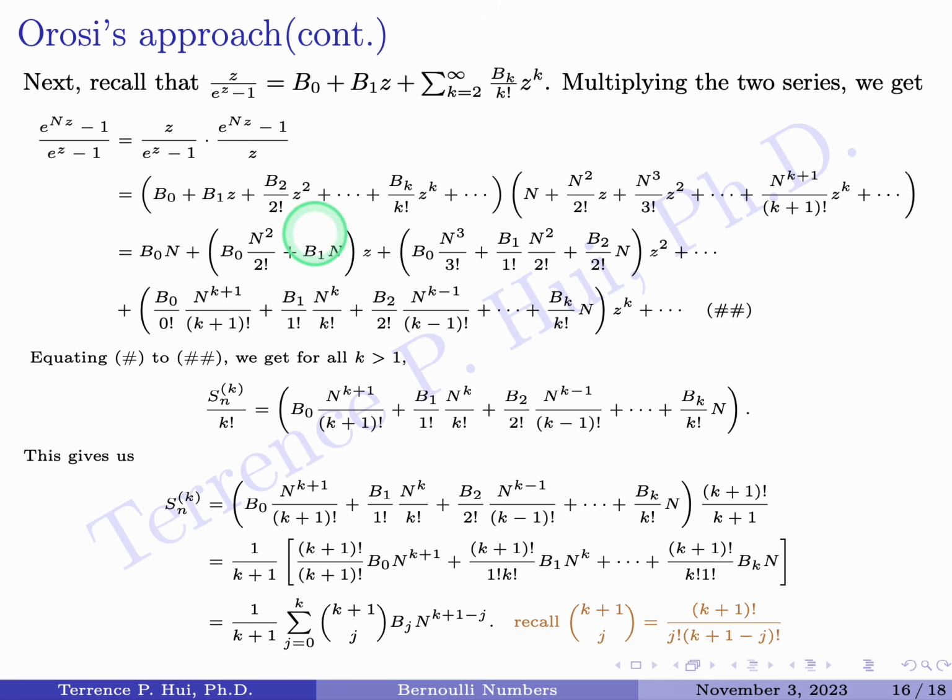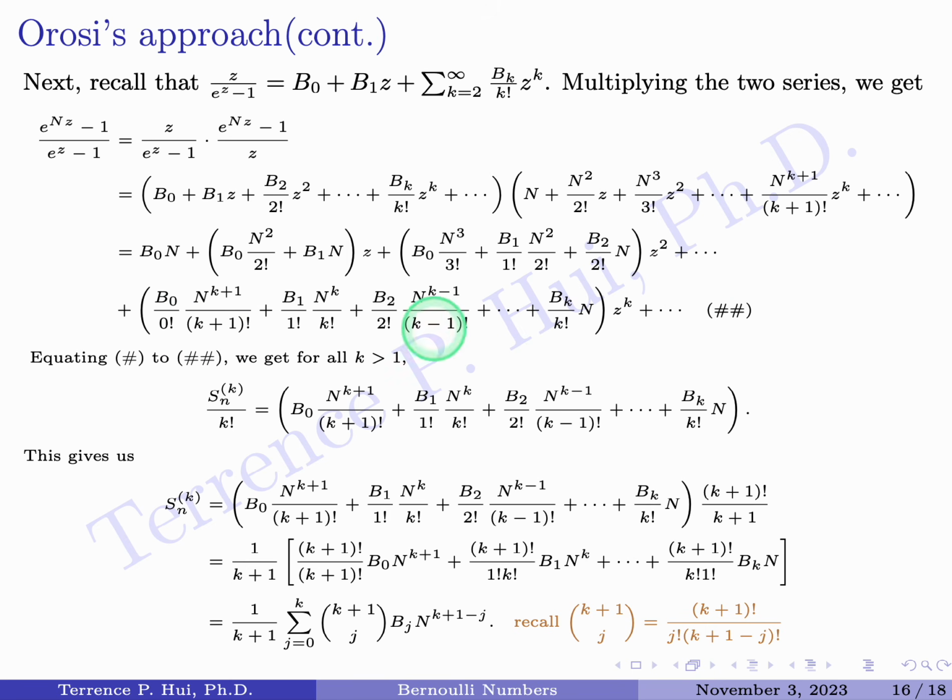Okay, next, what about the coefficient of z squared? What would make up the coefficient of z squared? Well, there are 3 pieces. You can get b0 times n cubed over 3 factorial. That's 1 piece. But you can also get it out of b1 times n squared over 2 factorial, like this. I'm going to write b1 as b1 over 1 factorial, right? And then the last piece is going to be b2 over 2 factorial times n, right? So these 3 pieces make up z squared.